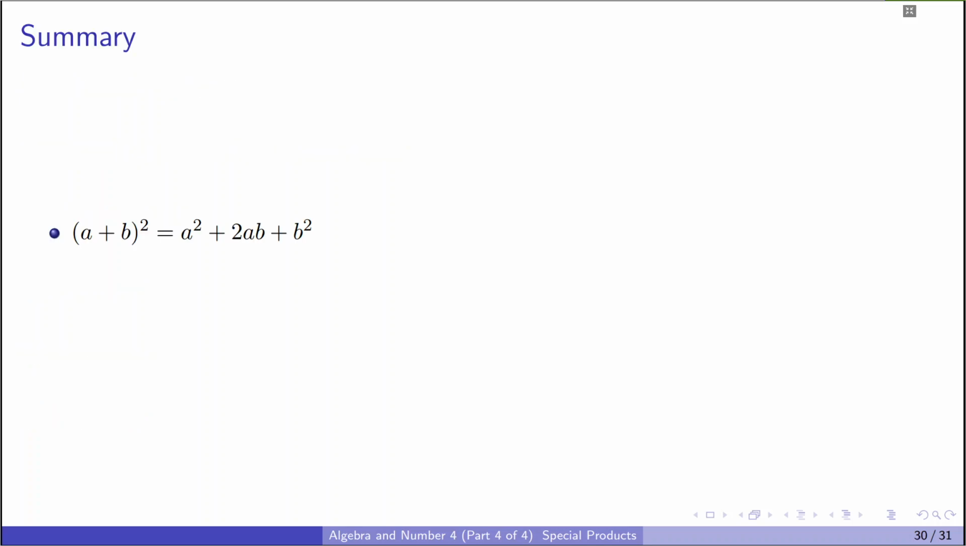In summary, (a plus b) all squared is a squared plus 2ab plus b squared. (a plus b) times (a minus b) is a squared minus b squared. When these problems come up, you don't generally need to show intermediate steps. You could jump right to the final answer.